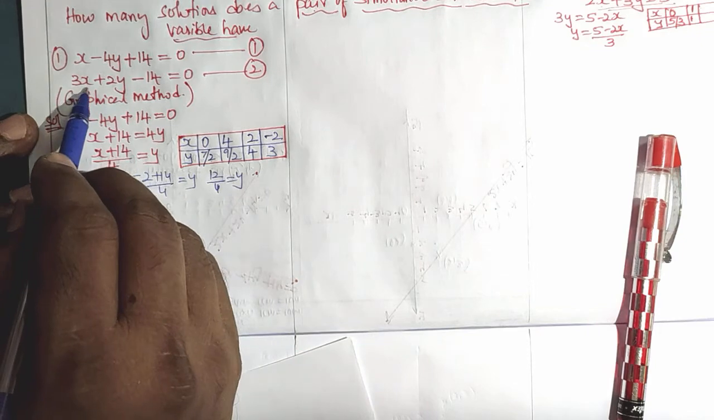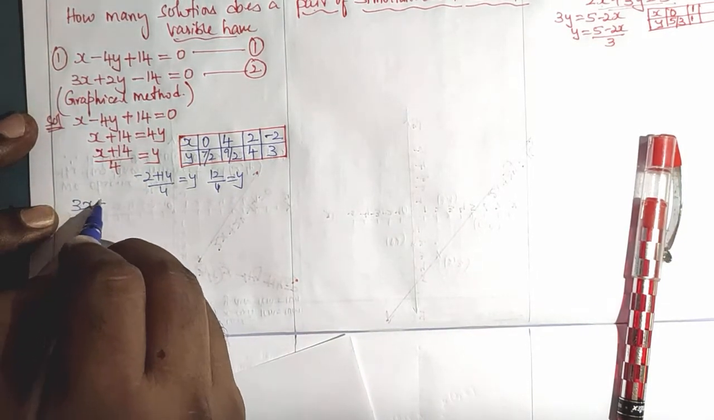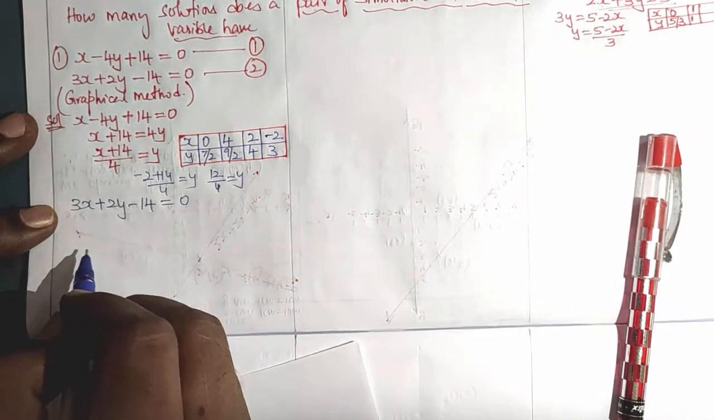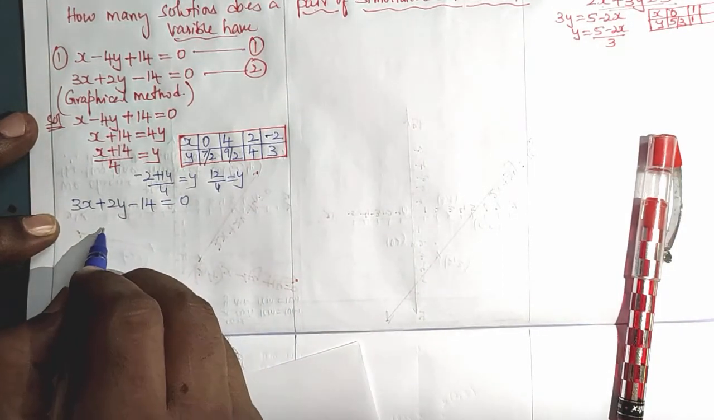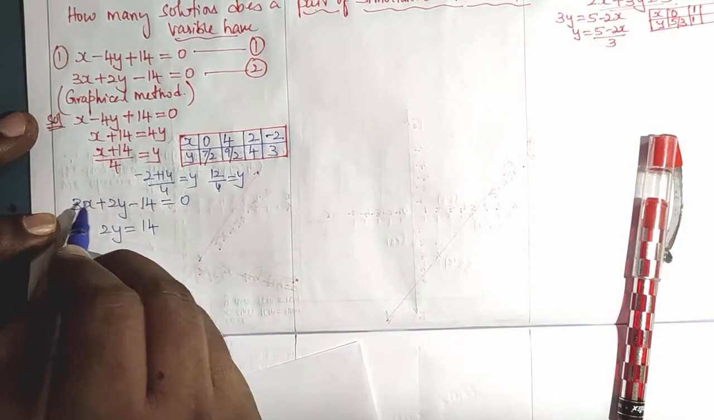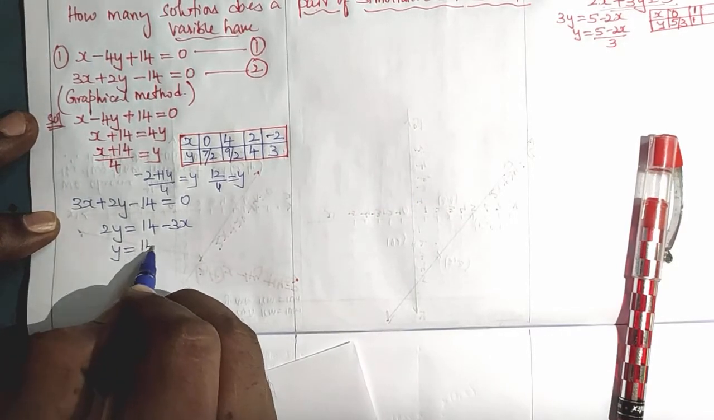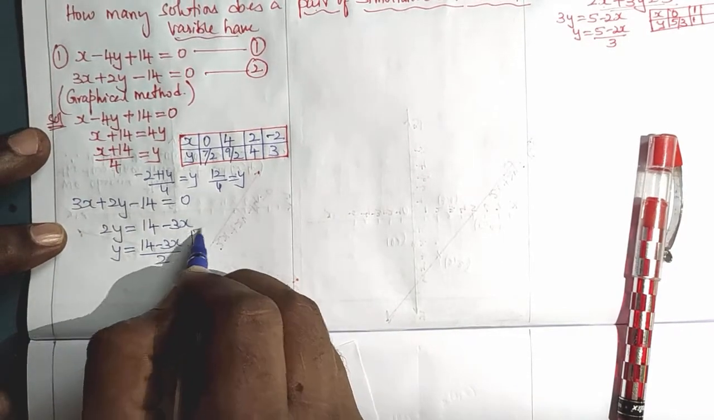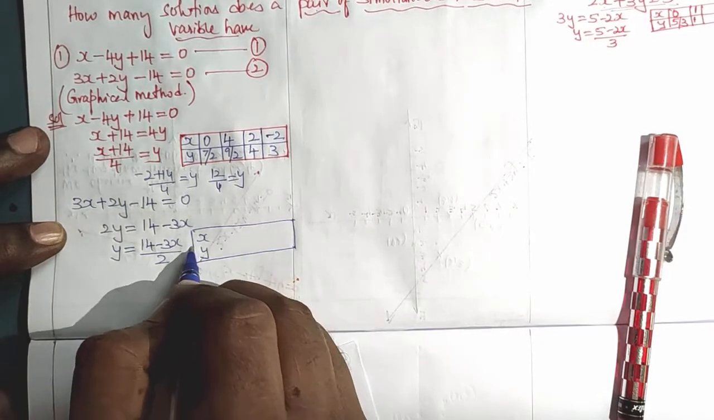Now to find the solution, I will take the second equation. What is the second equation here? 3x plus 2y minus 14 is equal to 0. Now to find the ordered pairs, I will do one thing. I will take 14 to the other side, so 2y is equal to 14 minus 3x. So y is equal to (14 minus 3x) by 2. Now to draw the graph, I will find the values for x and y.